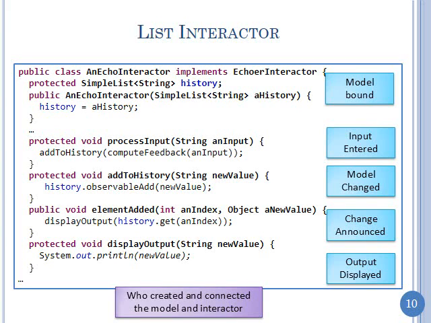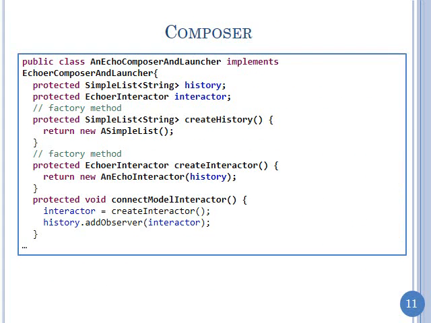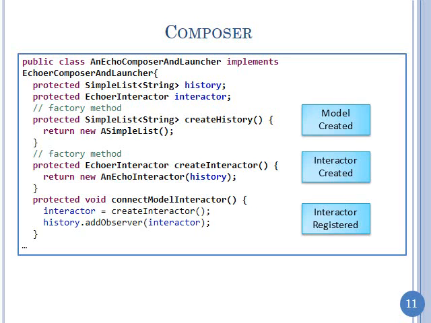Okay, so then the question becomes who created and connected the model and interactor. Somehow they had to be bound to each other, and the MVC pattern doesn't say anything about it, but in our implementation we have a composer that goes and creates a model, creates a view, creates the interactor and connects them together. Okay, so you see here the model being created, the interactor being created here, and then the interactor being registered with the model. And that's how this is all working together.